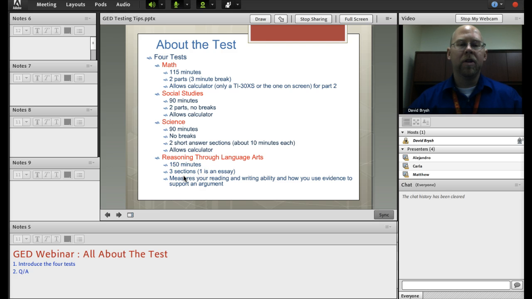The goal here is to measure your reading and writing ability, and this is the important part, how you use evidence to support an argument. That's what the essay is going to be. It's going to ask you to argue something using evidence. When you're explaining your answer, say, are dogs or cats better? You're going to say dogs are better because they are pack animals and they love to be around people, and cats don't care about you. They'll poop in your shoe. They don't care, right?